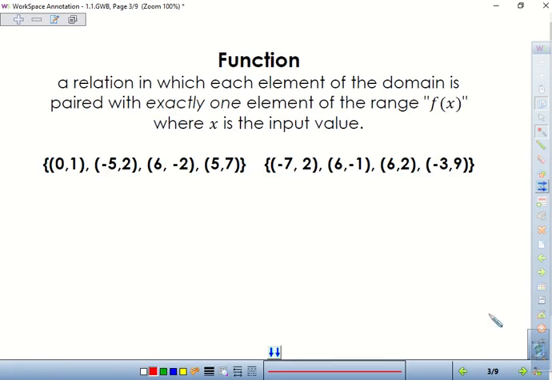So a function is a relation in which each element of the domain is paired with exactly one element of the range, f of x, where x is the input value. So we want to determine if this set of ordered pairs is a function. The first thing we always look at is, are there any repeating x values here? We have a 6 here, we have a 6 here, and a 6, right?